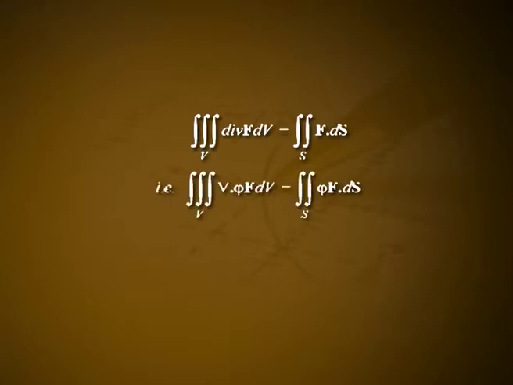By Gauss divergence theorem, we have triple integral over V of divergence F dV is equal to double integral over S of F dot dS. That is, triple integral over V of del dot phi F dV is equal to double integral over S of phi F dot dS. That is, triple integral over V of F squared dV is equal to double integral over S of phi F dot dS.